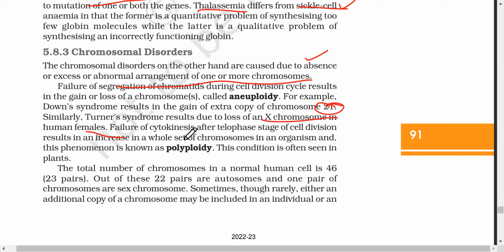Failure of cytokinesis after telophase stage of cell division results in an increase in a whole set of chromosomes in an organism, and this phenomenon is known as polyploidy. Polyploidy और एनीप्लॉइडी में यही फर्क है कि एनीप्लॉइडी में एक आधा क्रोमोसोम गेन होगा या लूज होगा, लेकिन अगर साइटोकाइनेसिस ही नहीं हुआ टेलोफेज के बाद, डिवाइड ही नहीं हुई सेट, तो पूरा का पूरा सेट जो है वो इंक्रीज हो जाता है, तो उसको पॉलीप्लॉइडी बोलते हैं.